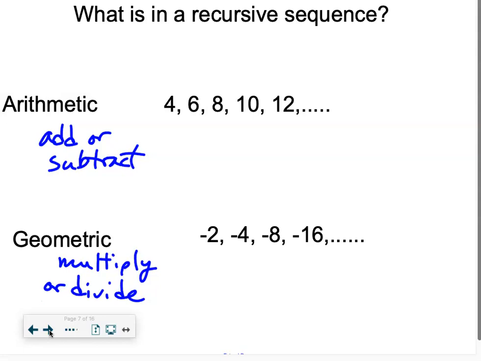All right. What about here? What am I multiplying by each time? 2. I'm multiplying by 2. How did you know? You can take any term and divide it by the term before it. And then you figure out what you multiply by. All right, we'll do practice.